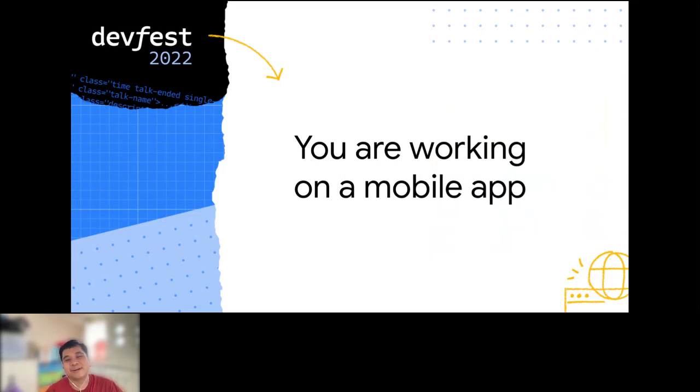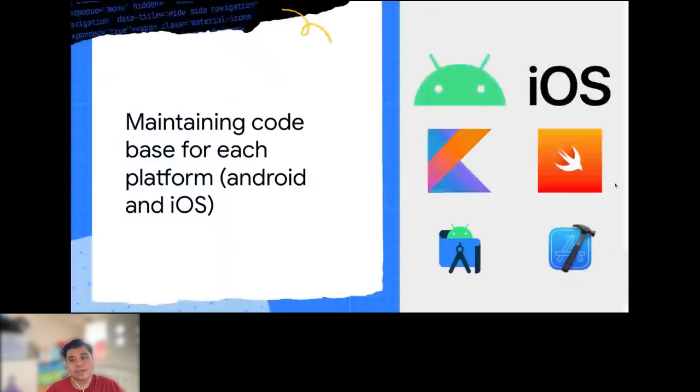Assuming you work on a mobile app, especially native mobile app development, that means you need to maintain two code bases for each platform that you are targeting. For example, in Android, you will use Kotlin and Android Studio. For iOS, you will use Swift and Xcode. And for a company, this can increase cost in your day-to-day business, because you need to hire, for example, 2 developers to maintain each platform.